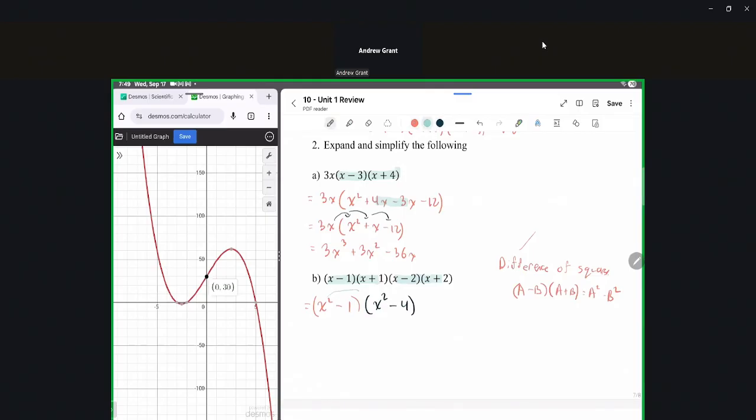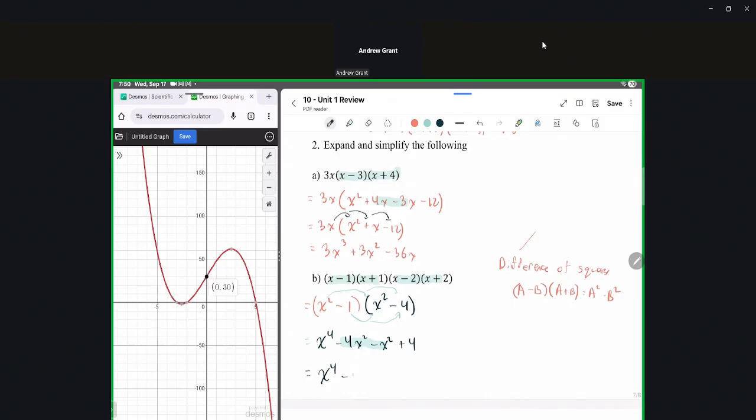Okay, next thing we want to do is use normal FOIL techniques. So x squared times x squared is going to be x to the power 4. x squared times -4 is going to be -4x squared. -1 times x squared is -x squared. -1 times -4 is going to be +4. We're going to now combine our like terms and result in x to the power of 4.